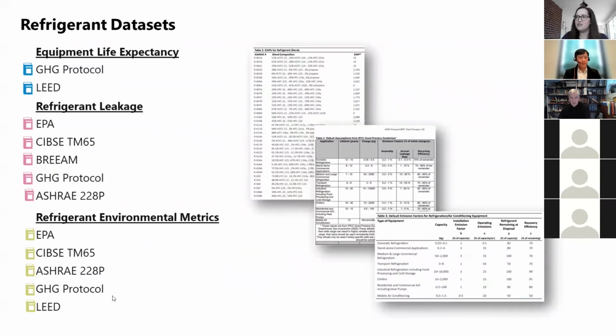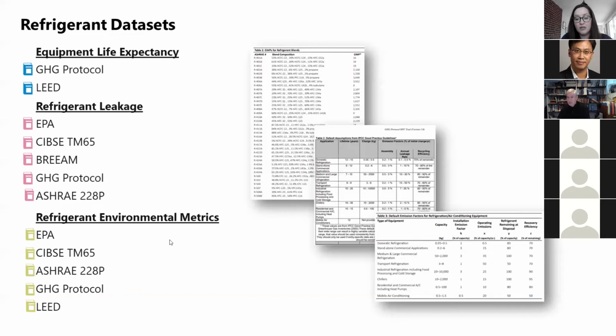Next slide. Thanks, Luke, for that introduction to refrigerants. I'm going to walk us through an example of just how harmful and impactful refrigerants are, looking at just one piece of equipment. If we look at the data sets that are available around refrigerants presently, we first look at equipment life expectancy. For GHG Protocol and LEED, both reference equipment lifespans. We also have data sets around refrigerant leakage, so the amount of refrigerant expected to leak by equipment type.